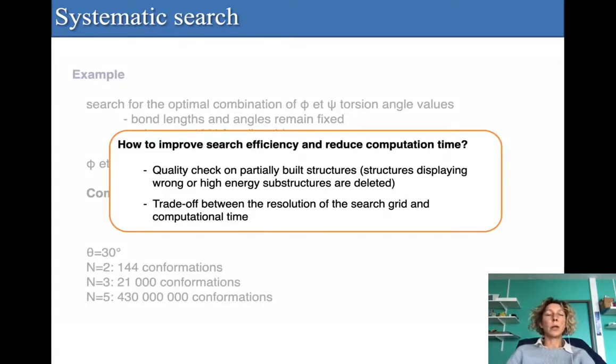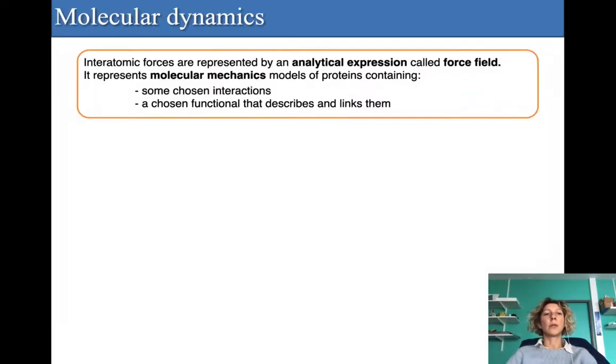How do we improve? Well, we can think of having a quality check on partially built structures to say, is this good or not? So like a lower bound where you just rapidly eliminate some structures. And you can think of a trade-off between the resolution of the search rate and computational time.